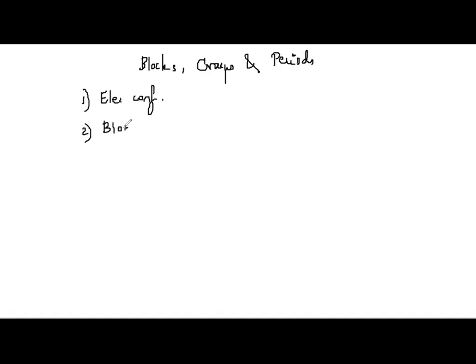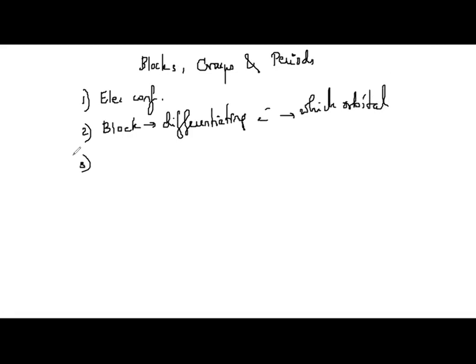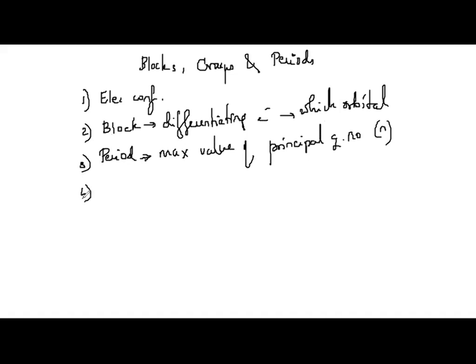So, if you want to say which block it belongs to, the differentiating electron is entering into which orbital? That is the block. Third point, if you want to say period, to which period it belongs, it is nothing but the maximum value of n. Maximum value of n is what? Of the principal quantum number, that is the shell number n. Whichever number is maximum, it will belong to that period.